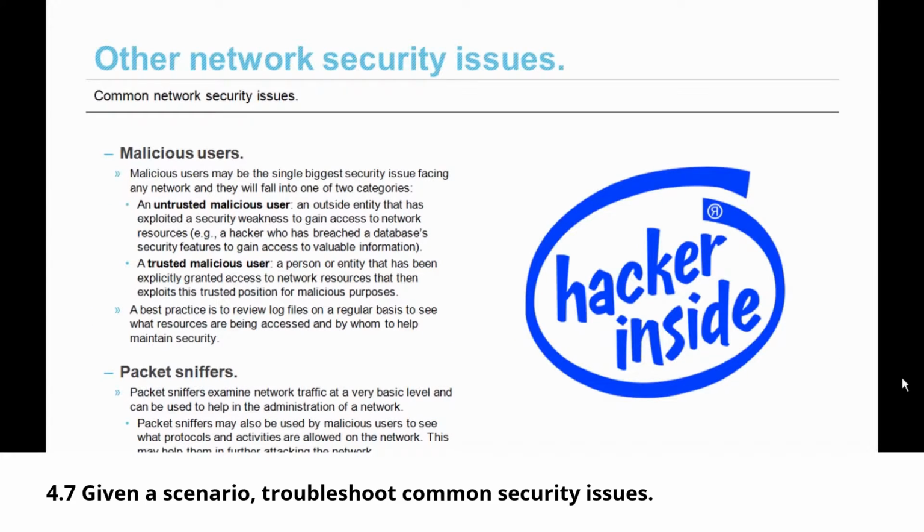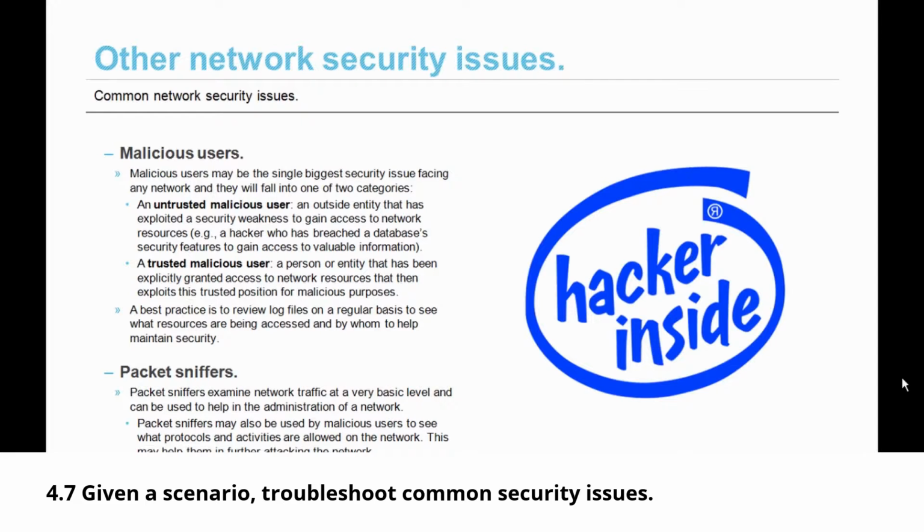First up are malicious users. Malicious users may be the single biggest security issue facing any network, and they will fall into one of two categories. There is the untrusted malicious user. This is an outside entity that has exploited a security weakness to gain access to network resources, as in a hacker who has breached a database's security features to gain access to valuable information.